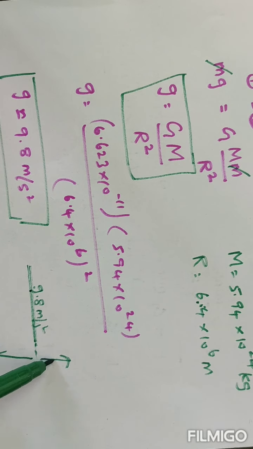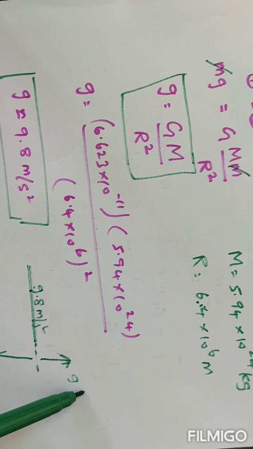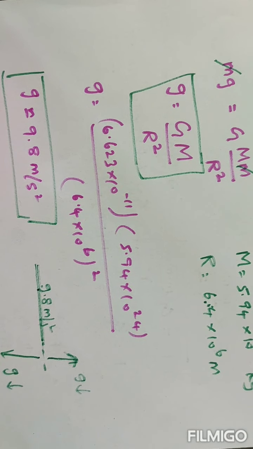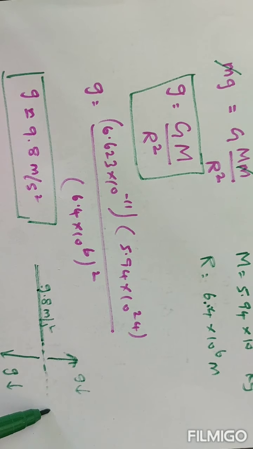If you increase the altitude, the g value is reducing. Then if you move to depth, g value is reducing. Exactly at the surface level of sea only, g value is constant.